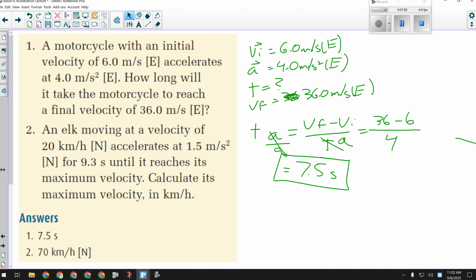Okay, 2 significant digits, right? The 6.0 and the 4.0 both only had 2 significant digits, so that's all my answer can have. Any questions on the first one?